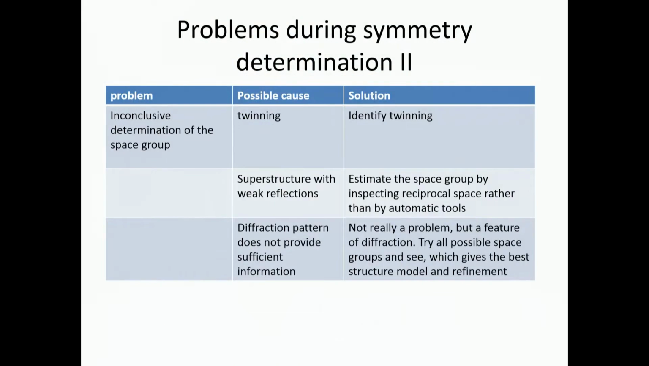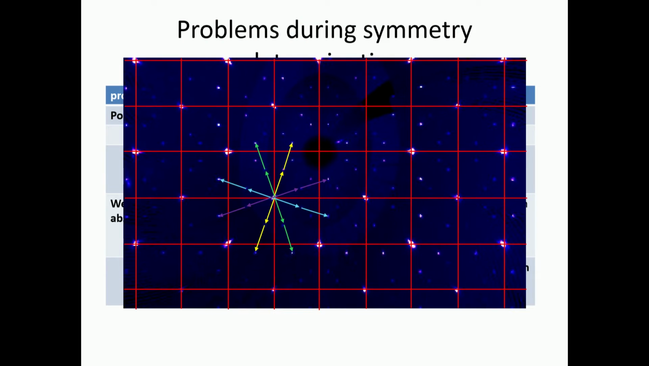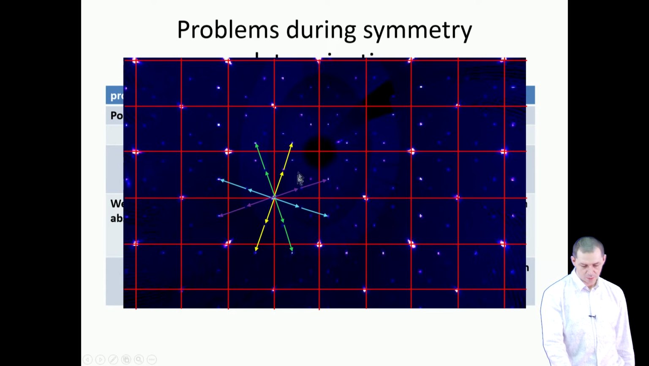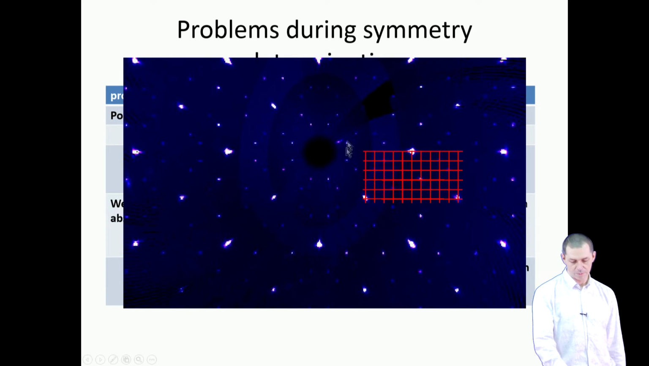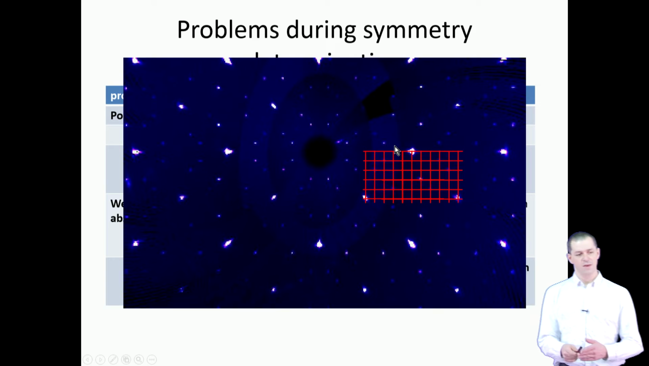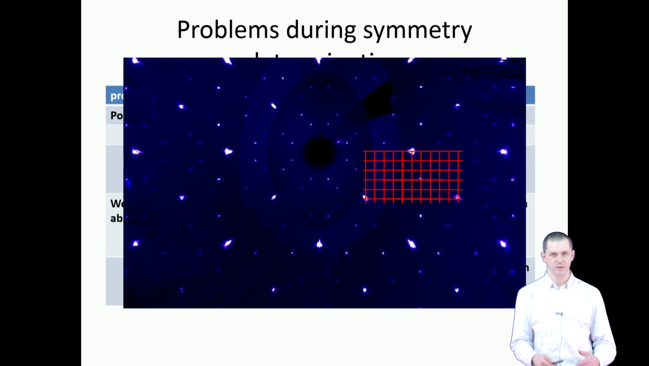I had actually examples of both. This is a commensurately modulated structure because of the modulation vectors. So let's say, for example, this spot is actually at 1/5 along this direction, 1/5 along the vertical direction, and 3/5 in the horizontal direction. And if there is a commensurate value of the modulation vector, then it's possible to find a supercell that describes all the peaks, the satellites and the main reflections on the same lattice. The lattice is very small in reciprocal space or large in direct space, but it is possible.